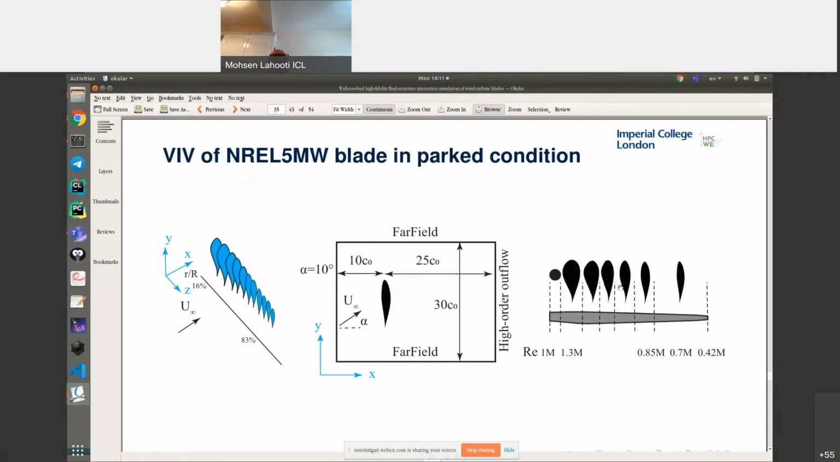The second example is the VIV of the NREL blade in parked condition. On the right side, you can see the various airfoil sections over the blade. We use 11 sections starting from 16% of the span from the root to 83% of the span, and the angle of attack is 110 regarding the leading edge. The alpha becomes 10 here, and the Reynolds number from the root to the last position changes from 1 million to 1.36, and near the tip we have 700,000.